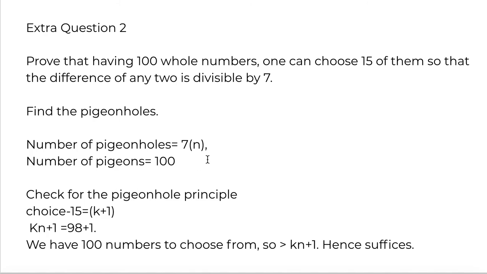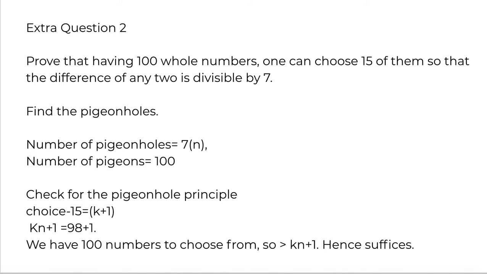Pigeonholes as 7. The number of pigeons that we already have is 100. The minimum number of pigeons that you want in at least one of them is 15, that is k plus 1. So now your k becomes 14, and the minimum number of pigeons that you need is kn plus 1, that is 14 times 7 plus 1, that is 99. So now we already have 100 numbers, which is greater than 99, and hence if we choose 15 out of those 100 whole numbers that we already have, the difference of any two should be divisible by 7.